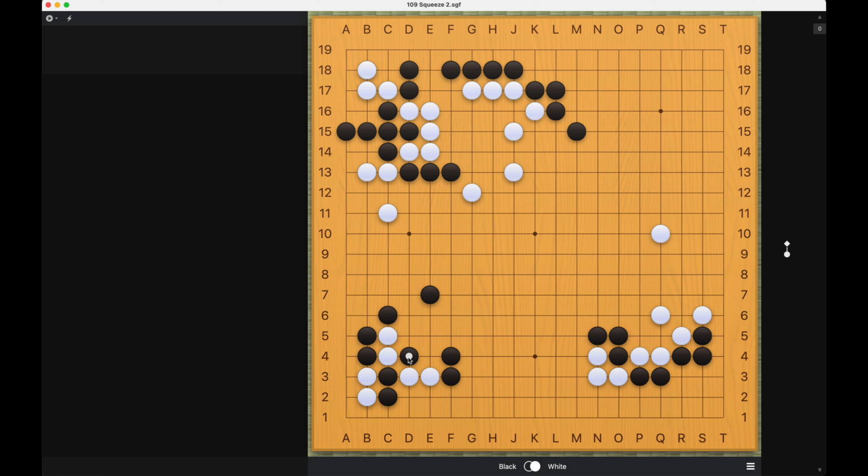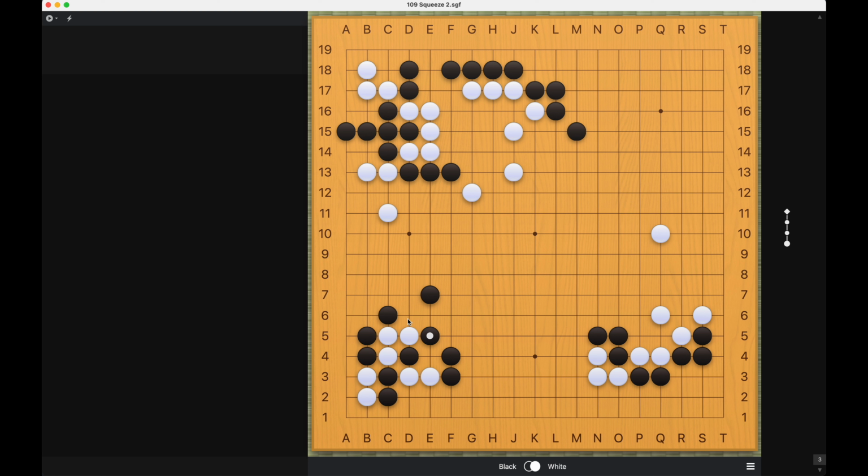So black must try this. White escapes. If black connects this 1 stone, you know that's the wrong move. That leaves 2 liberties each for these 2 white groups, and white will just capture these 2 black stones. Therefore, the key move is this.